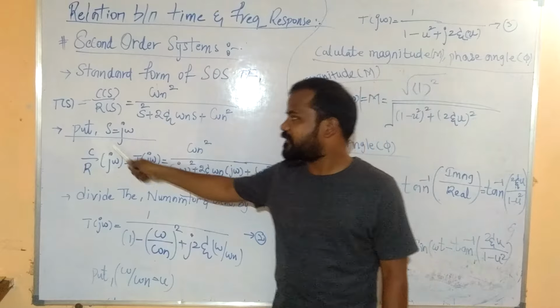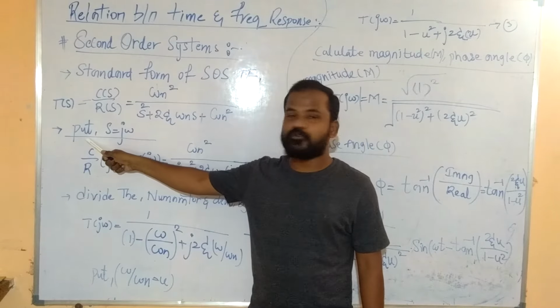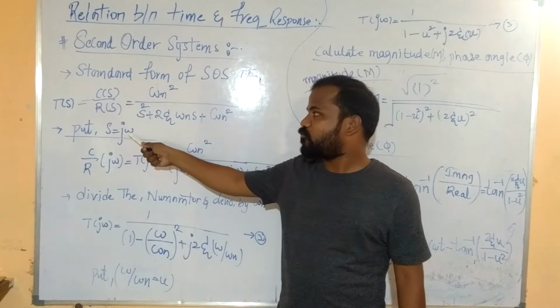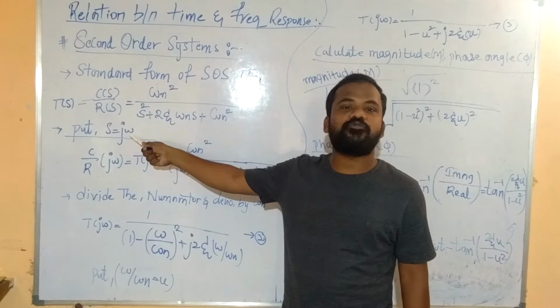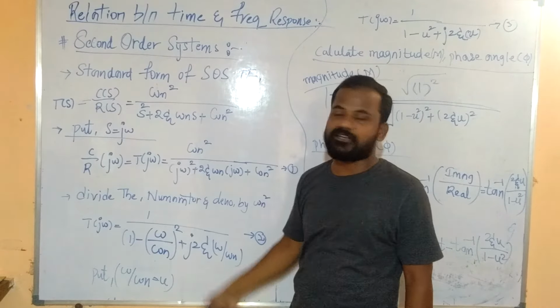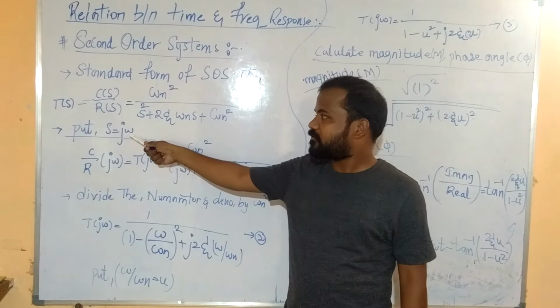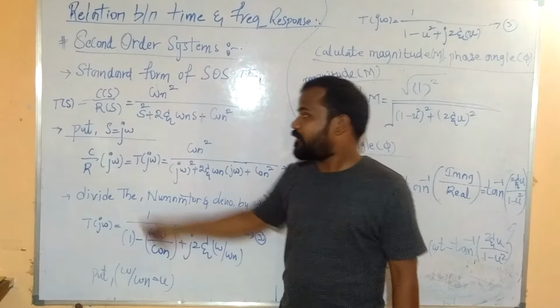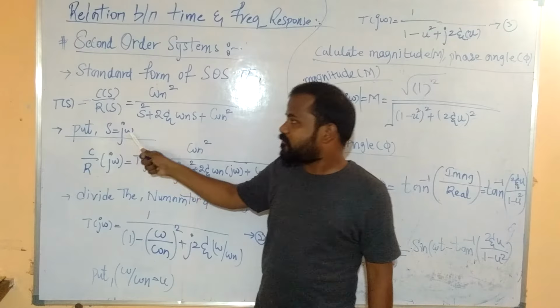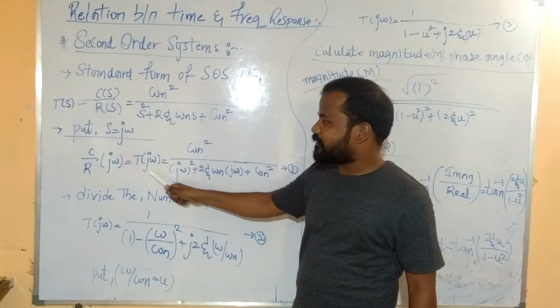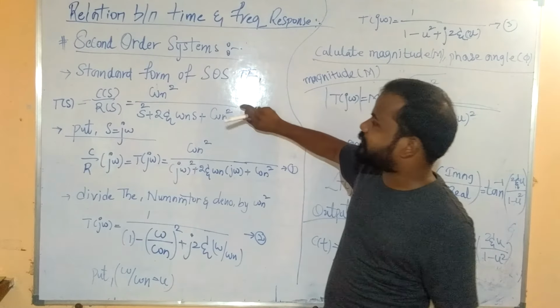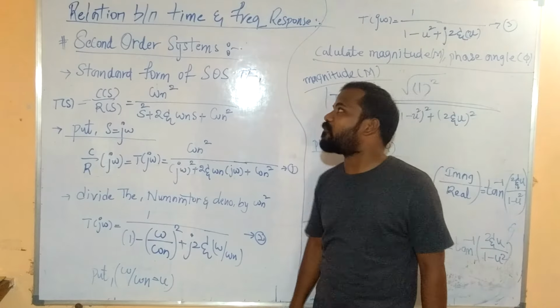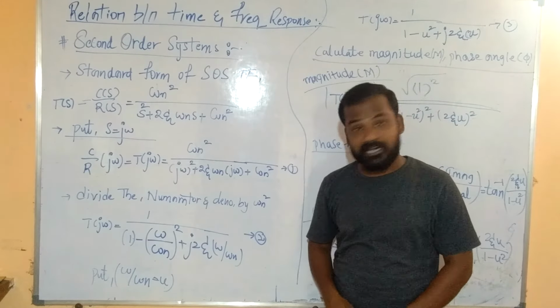That's why, whenever we put s is equal to j omega, omega is what? Omega is equal to 2 pi f. F is frequency, yes or no? Omega is also called the angular frequency. Clear? So here, substitute s is equal to j omega in the standard form of the second order system transfer function.